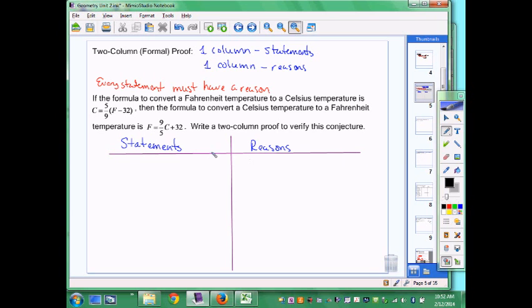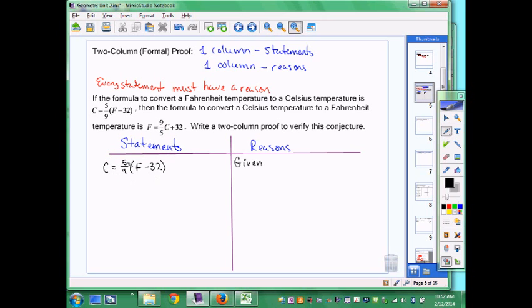So our first statement will always be whatever was given. That's always going to be the very first thing you write in the proof, the given information. So we have been given C equals 5/9 F minus 32. Okay, and we're going to convert it to F equals 9/5 C plus 32. And in order to do that, we're going to go through the algebraic process of doing the steps to get from here to here.